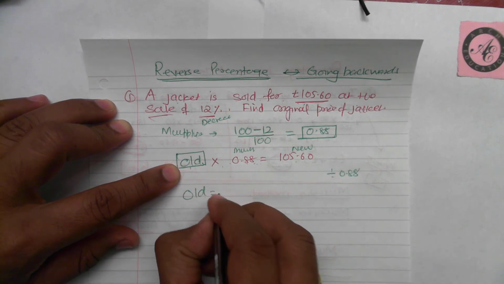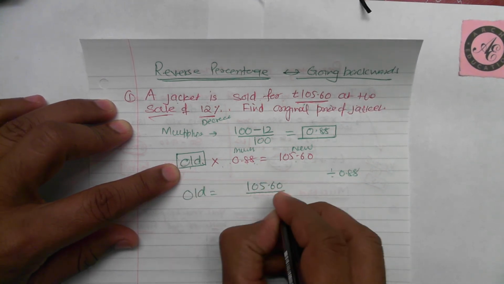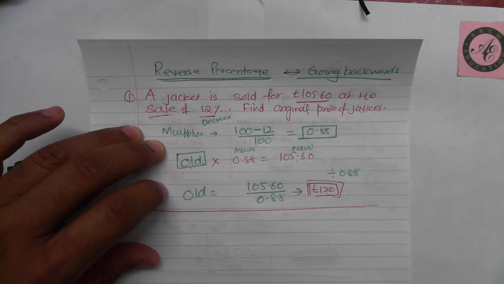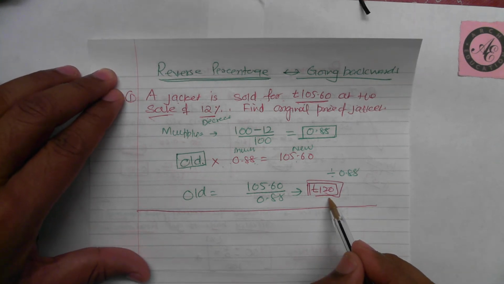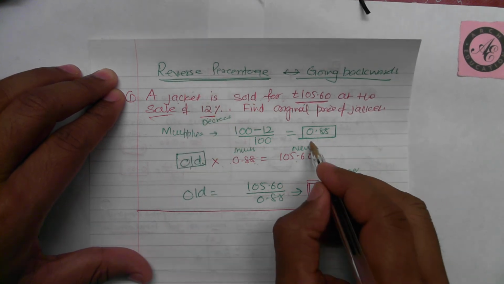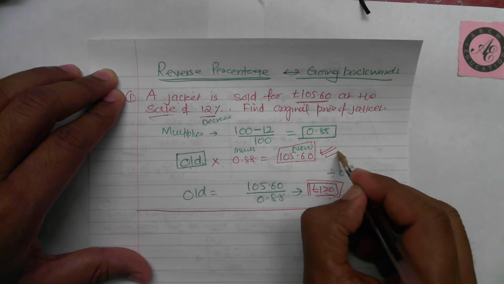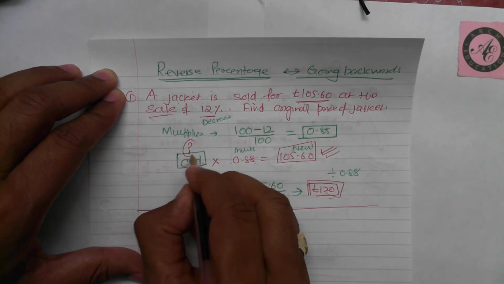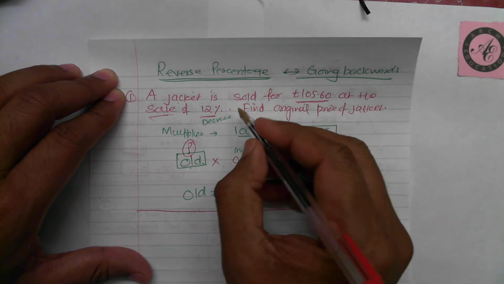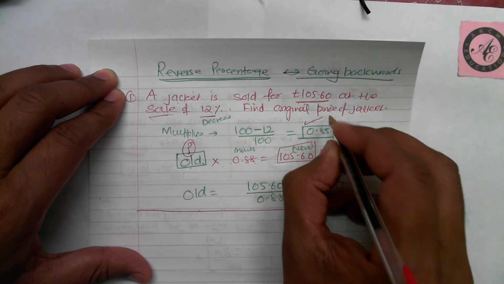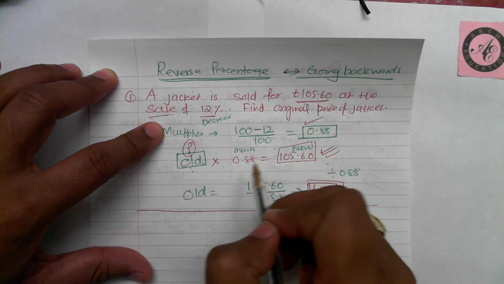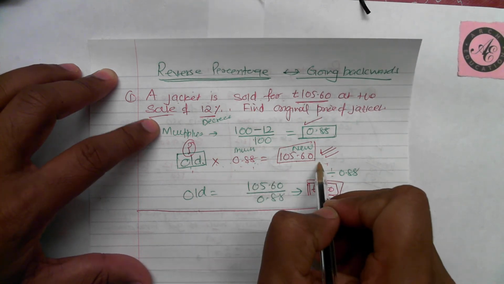So the original price was 105.60 divided by 0.88. Put that in the calculator and find the answer for me. And the answer comes out as 120 pounds. So guys, same question, what did we do now? We went backwards. We knew the new price, or price after the change, and we had to find the old price, or price before the change. Did we change the method? The answer is no. We first found the multiplier the same way, then original times the multiplier gives you new. Then we rearrange that equation and divide by 0.88 to get the answer.